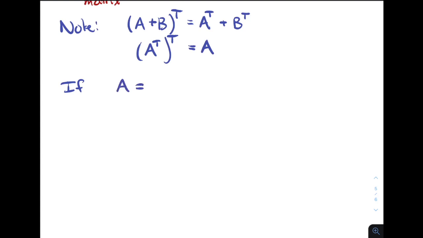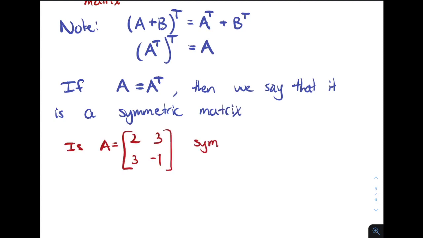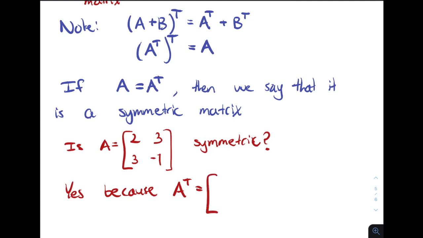If a matrix is equal to its transpose, then we say that it is a symmetric matrix. Here the matrix A equals 2, 3, 3, negative 1, the 2 by 2 matrix, is symmetric because the transpose of A is again 2, 3, 3, negative 1, which is what we started with.